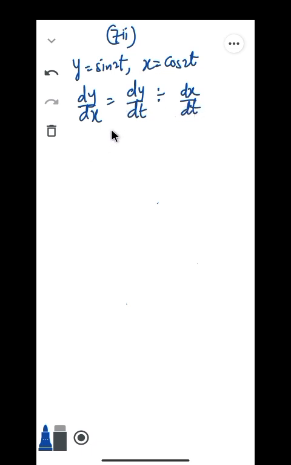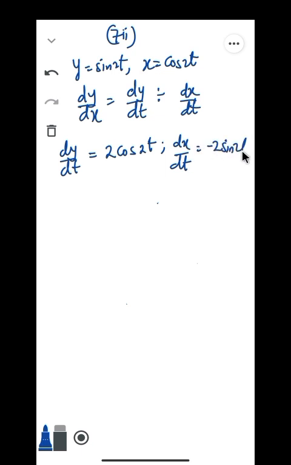So now let's find dy/dt. So dy/dt will be equal to, now if you apply chain rule to differentiate y with respect to t, you should have 2 cos 2t. Alright, so we've gotten dy/dt. You can also use chain rule to differentiate x and get dx/dt, and you should have -2 sine 2t.